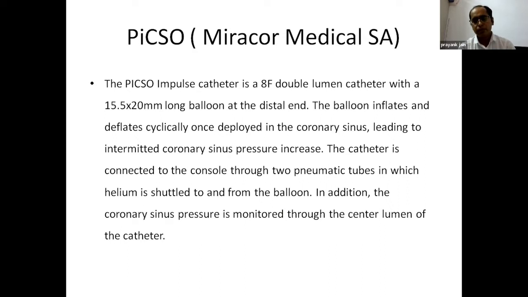Now there is an algorithm which monitors the coronary sinus pressure, and according to this algorithm, the balloon inflates and deflates once the pressure threshold is reached. Once the pressure threshold is reached, it deflates. Then after some time, it again inflates, deflates, inflates, deflates according to the algorithm set.